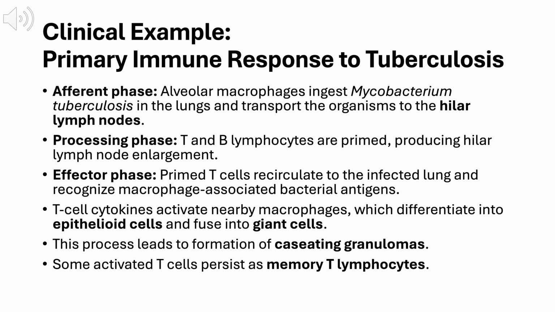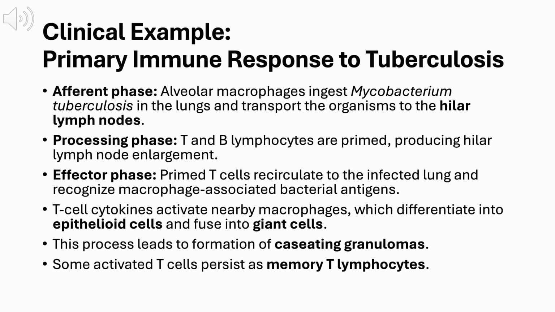Let's make all of this concrete with tuberculosis, tracing the primary response right through our 3-phase arc. In the afferent phase, alveolar macrophages in the lung ingest Mycobacterium tuberculosis and transport the organisms to the hilar lymph nodes, antigen moving inward, exactly as the arc predicts. In the processing phase, T and B lymphocytes are primed in those nodes, and the resulting proliferation is what produces the hilar lymph node enlargement you can see on imaging.